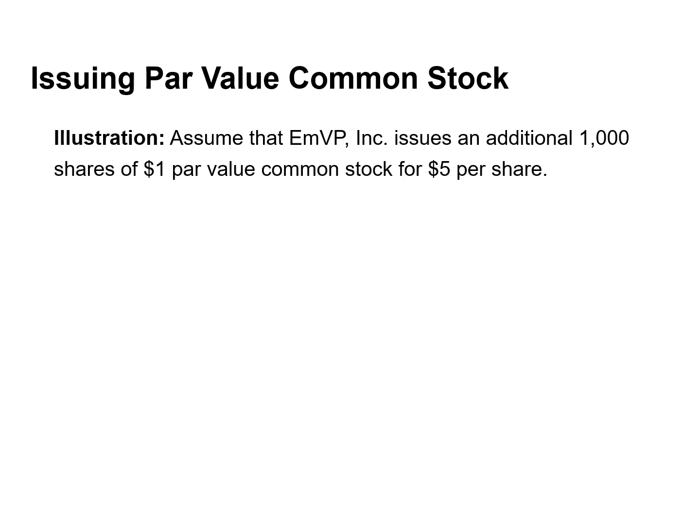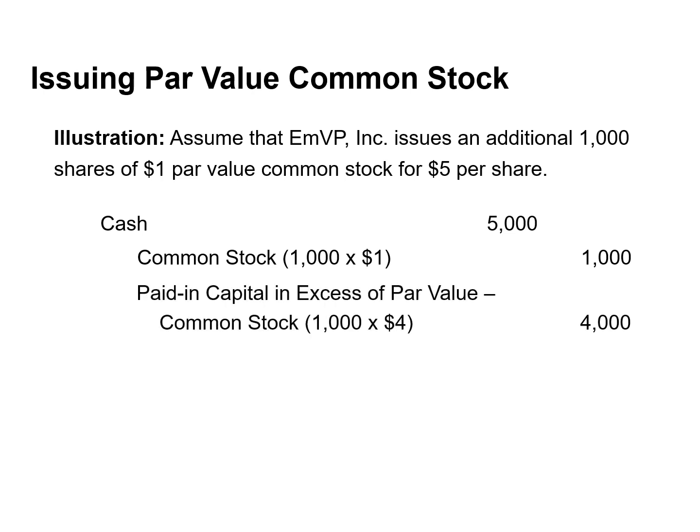Now, let's assume this company issues an additional 1,000 shares for $5 per share. The entry would result in a debit to cash for the amount received, and in this instance, it would be $5,000. We would credit common stock, but only for the par value, which is 1,000 shares at $1. The amounts received above the par value, in this case $4,000, would be credited to paid in capital in excess of par value.